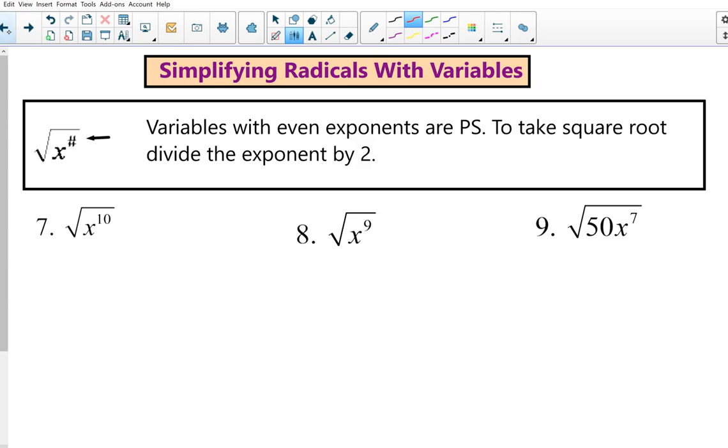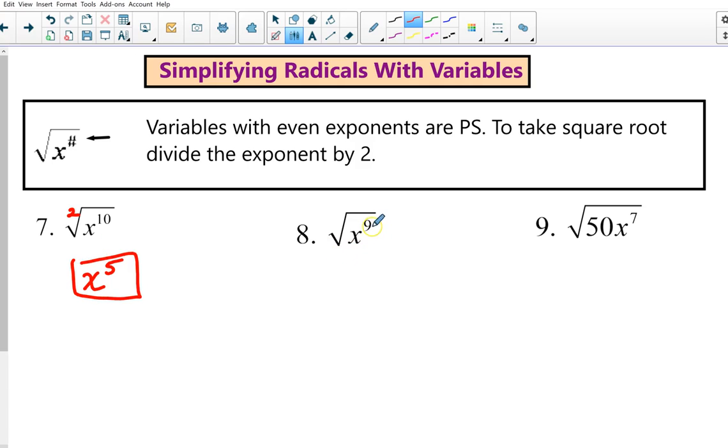For number 7, we're now going to simplify radicals with variables. Variables with an even exponent are perfect squares. To take the square root, we're going to divide the exponent by 2. So x to the 10th is a perfect square because 10 is an even number. So to take the square root, we're just going to divide the exponent by the index of 2. So this simply is x to the 5th.